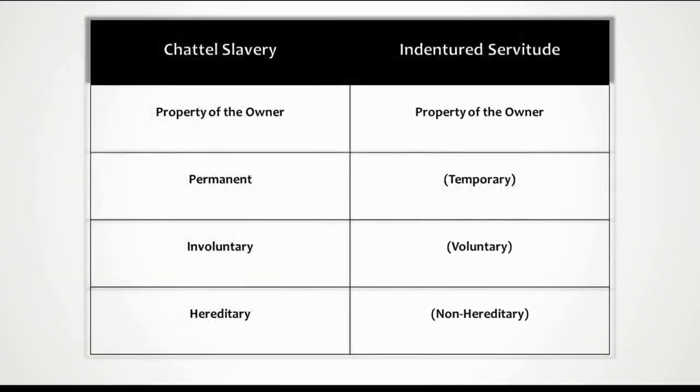Now, some differences between chattel slavery, which is the type of slavery of black slaves from Africa, and indentured servitude. Both were the property of the owner, in that they were both essentially possessions that could be bought and sold. However, indentured servants had signed a contract with someone, so often they wanted to go from Europe to the New World, but couldn't afford the transport. So what they would do is say, I will work for you for X amount of years if you pay for the transport for me to come over to the New World.